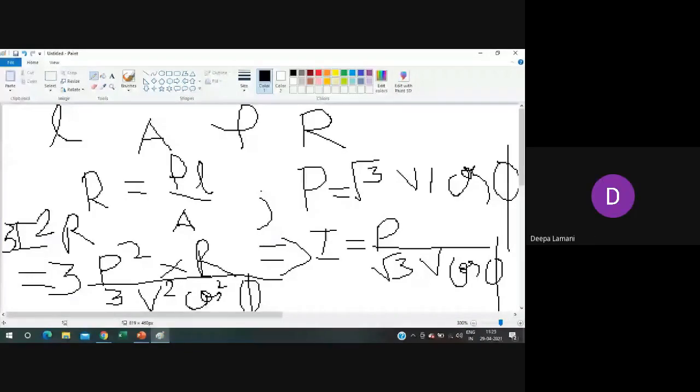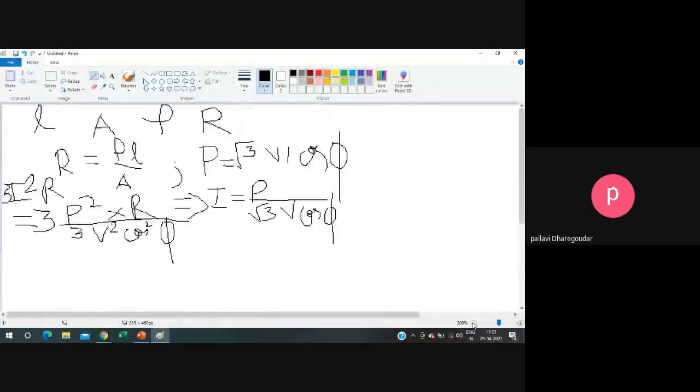Ma'am, below that resistivity formula, how did 3 I square R come in? 3 I square R is the losses. I square R is the copper loss, that you know, right? And we are dealing with 3 phase, so 3 lines, so 3 I square R.